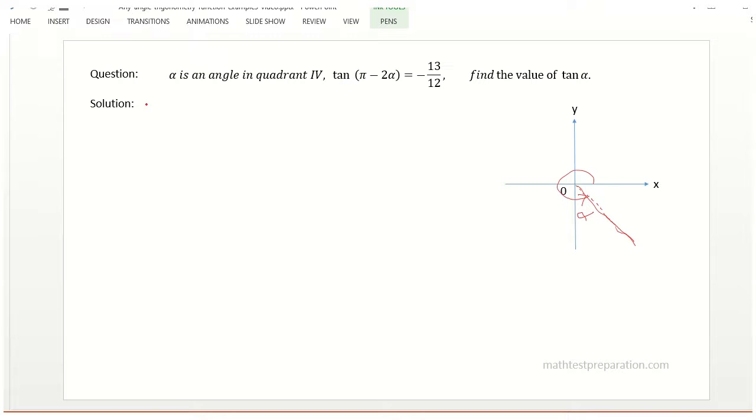Now we use the formula tangent of (pi subtract beta) equals negative tangent beta. And we are using the formula tangent double alpha equals 2 times tangent alpha divided by 1 subtract tangent alpha square.